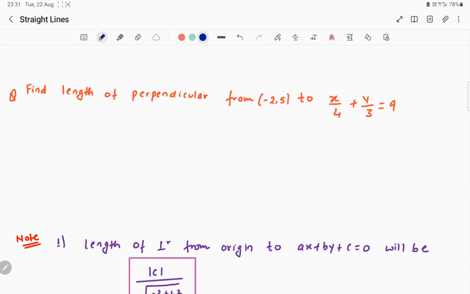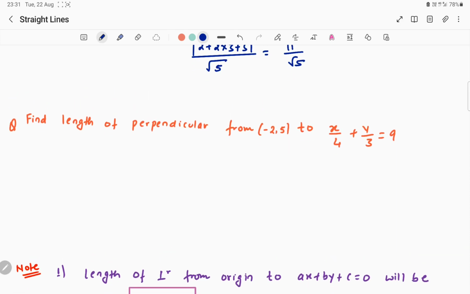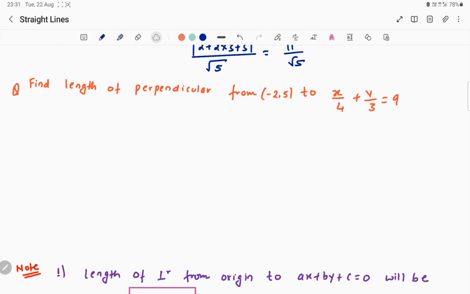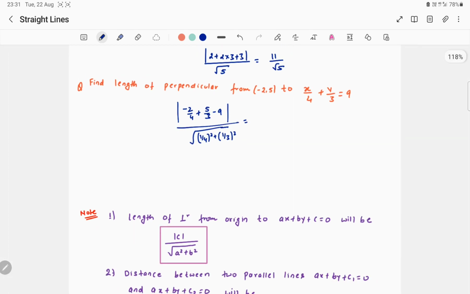Okay, this question in the class sometimes students will do wrong. What normally they do is they will do the first part correct. They will write minus 2 by 4 plus 5 by 3 minus 9 mod, divided by root under, and they end up writing 4 square plus 3 square. But you have to understand a is the coefficient of x, and the coefficient of x is 1 by 4. So you will write 1 by 4 square plus 1 by 3 square. So this calculation you can take care of on your own. Simplify this, whatever the result comes, that is the required answer.